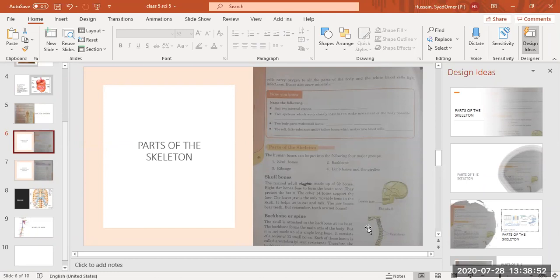Okay, why is the backbone called a vertebral column? Who will tell me? Main reason क्या है?